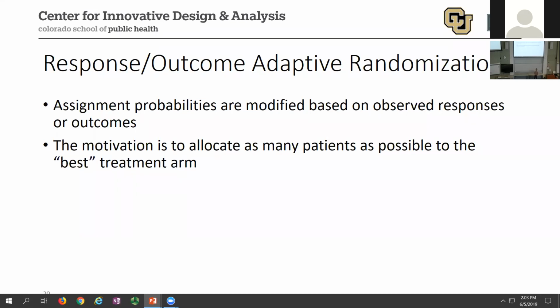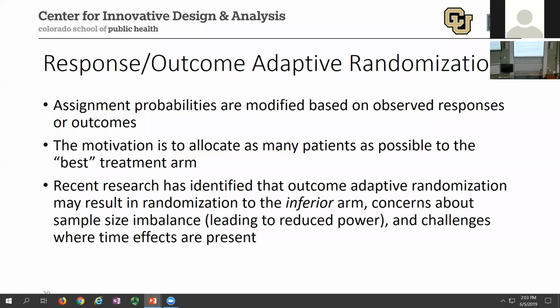So if something is showing more promise for an outcome, we want to try and give more participants that treatment to get more information on it and also give them the chance at receiving that efficacious treatment arm.